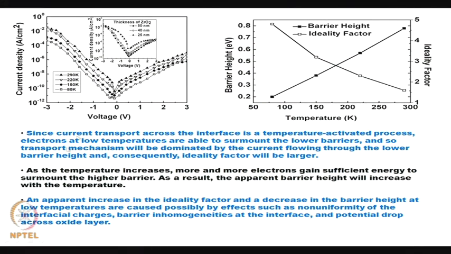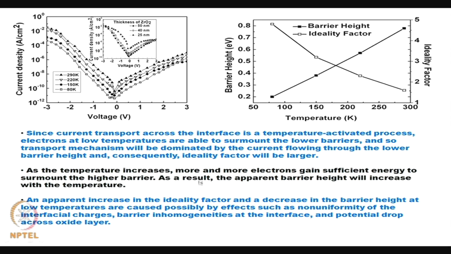Now, here you see that at different temperatures the current density is plotted as a function of voltage. Since the current transport across the interface is a temperature activated process, electrons at low temperatures are able to surmount the lower barriers, and so the transport mechanism will be dominated by the current flowing through the lower barrier height, and consequently the ideality factor will be larger.